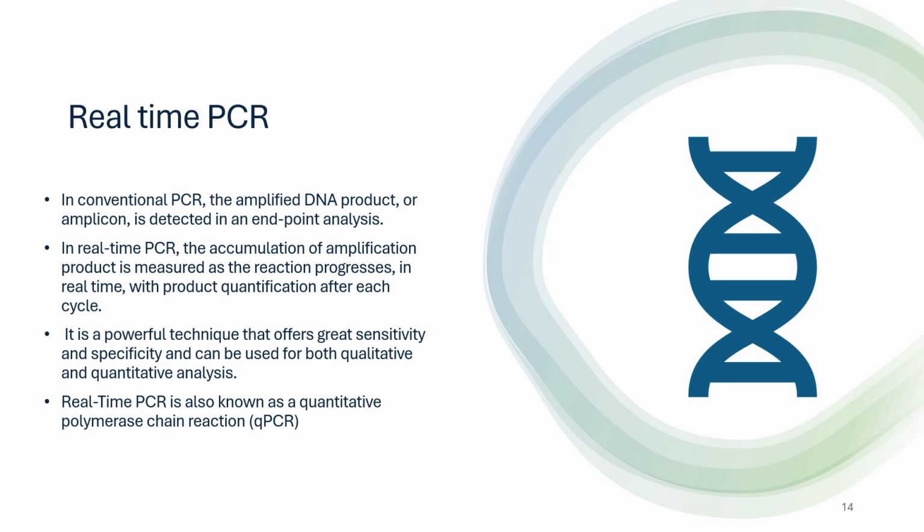Real-time PCR. In conventional PCR, the amplified DNA product or amplicon is detected in an endpoint analysis. In real-time PCR, the accumulation of amplification product is measured as the reaction progresses in real time with the product quantification after each cycle. It is a powerful technique that offers great sensitivity and specificity and can be used for both quantitative and qualitative analysis. Real-time PCR is also known as quantitative polymerase chain reaction.